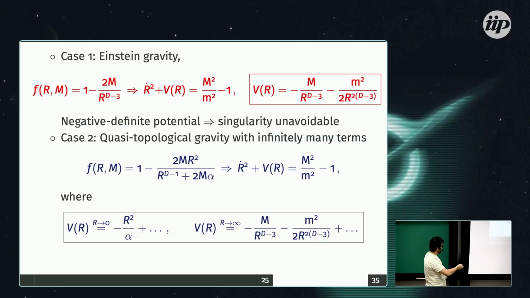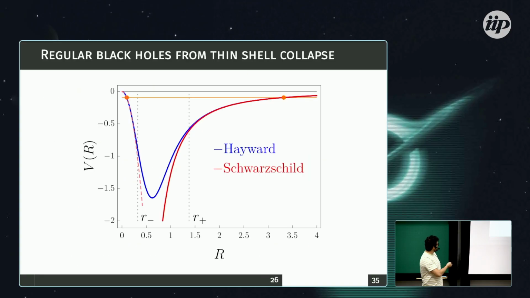It's like in Einstein gravity. But if you go near r equals 0, again, you have the same thing that, well, it doesn't diverge, but you actually get this kind of form here, okay? So there's a turning point, so the potential looks like this, okay? So now that we have this, we can actually see what happens, we can actually integrate the equation.